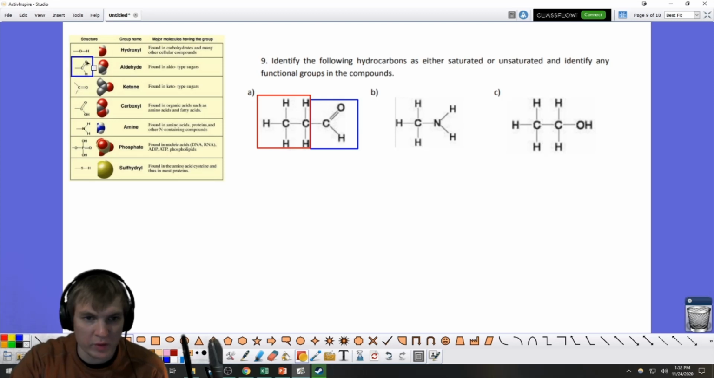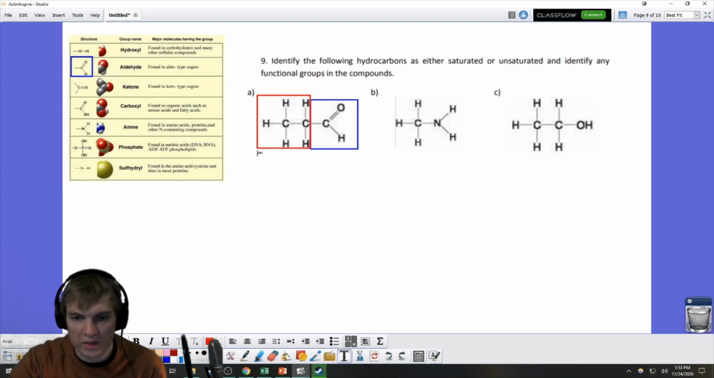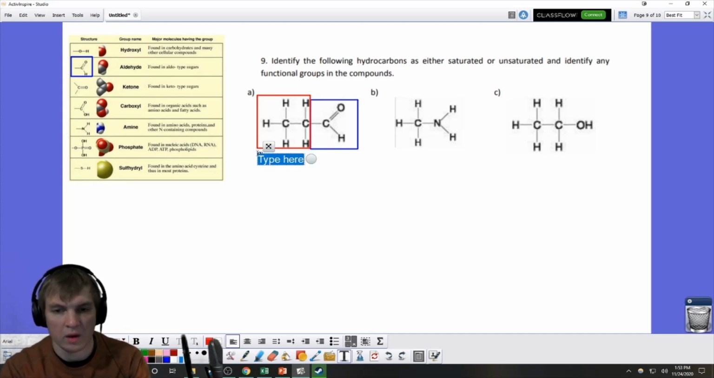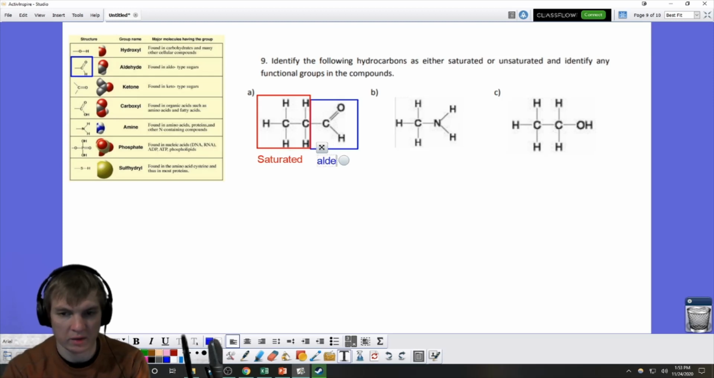So there's a difference between this aldehyde and this carboxyl. The difference is that even though they're both double bound to an oxygen, this carbon is attached to a hydrogen here, whereas over here it's attached to an oxygen and a hydrogen. Right? And then we wanted to determine, is this part in the red portion saturated or unsaturated? So in the red portion, this is going to be saturated. And then the functional group that we see here, this was an aldehyde.